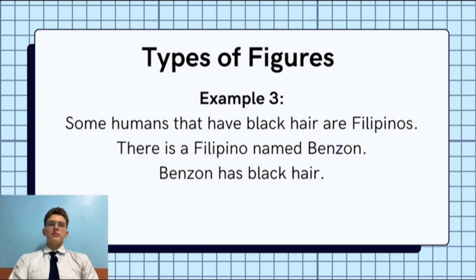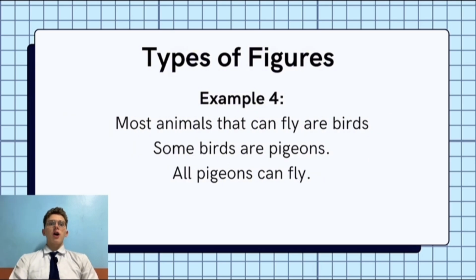Example 4. Most animals that can fly are birds. Some birds are pigeons. All pigeons can fly. In this example, the middle term is birds. It appears on the right in the first premise and on the left in the second premise. Therefore, it is a figure 4 argument.